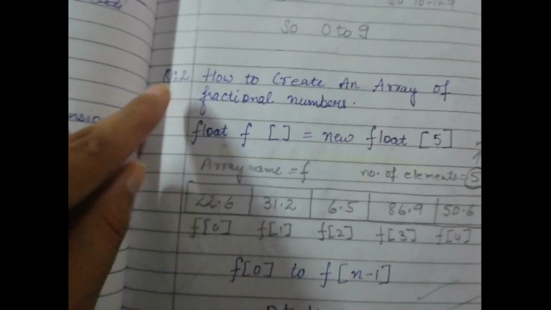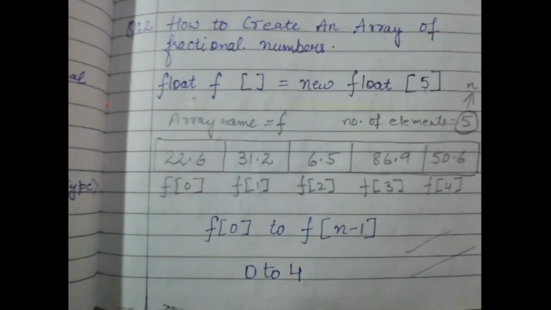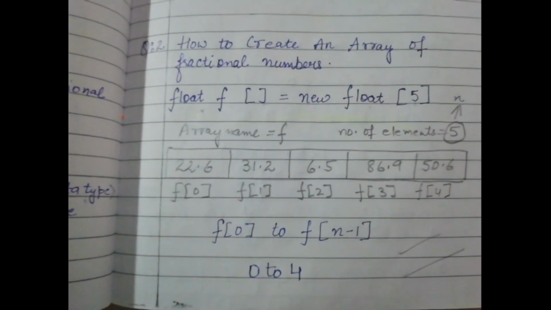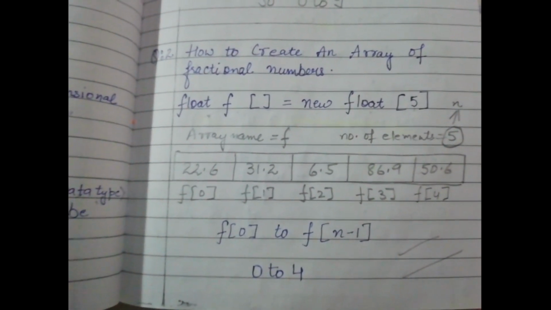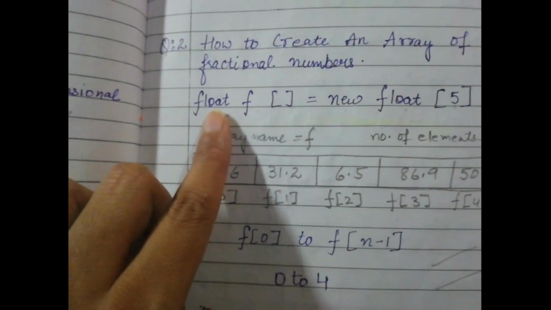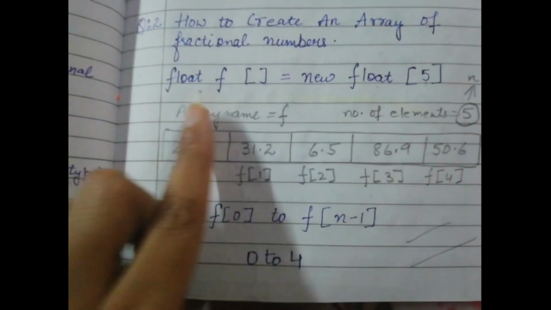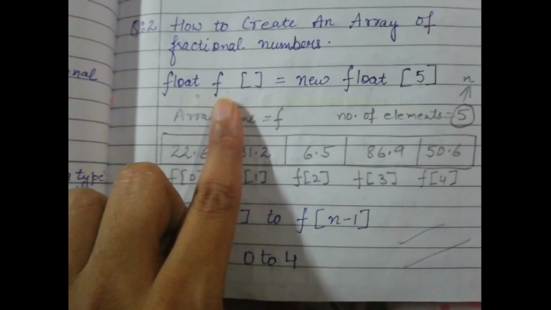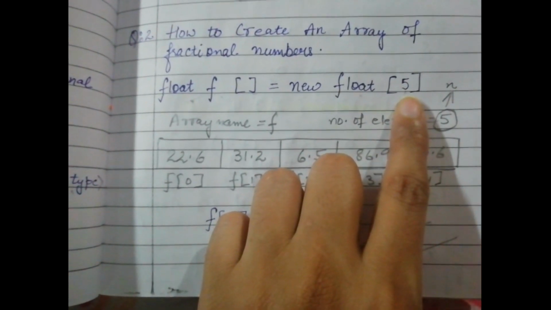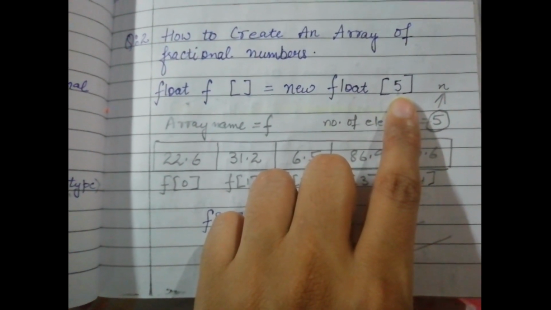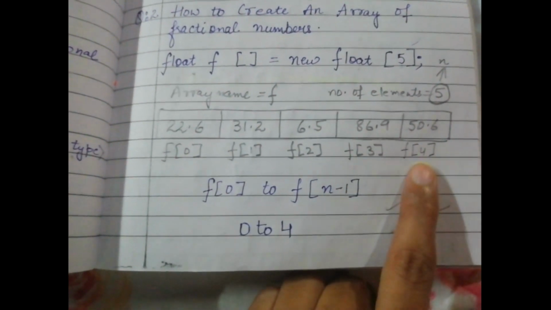So the next question is how to create an array of fractional numbers. Numbers having a decimal are called fractional numbers. So what will be the data type for this? Yes, you are right, float data type. So you have to create an array of type float. Float is your data type, F is your array name, then the new operator, float, and the number of elements that you want to enter.